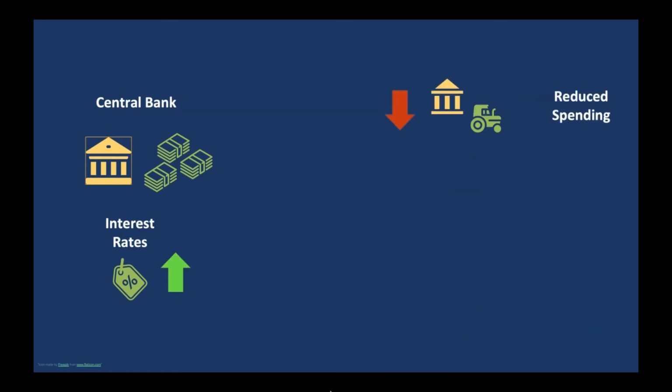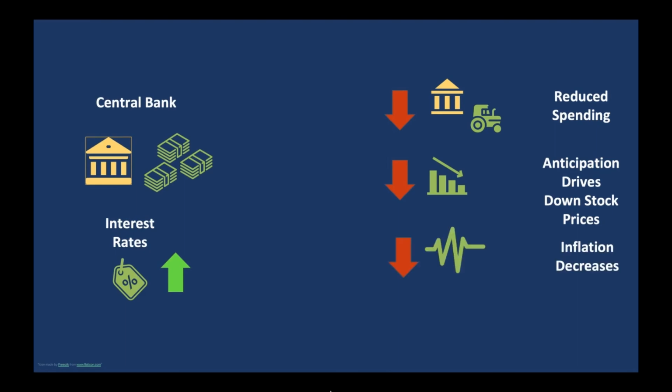Higher interest rates will reduce spending, as consumers tend to save more to take advantage of a higher savings rate, as well as postpone decisions related to big investments which require loans. This anticipation drives down the stock prices of companies engaged in consumer durables, auto and housing. This leads to lower inflation and decreases the GDP.